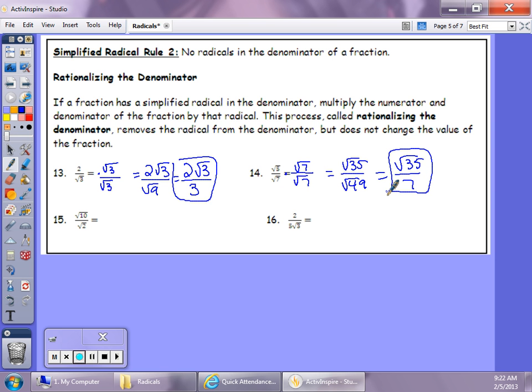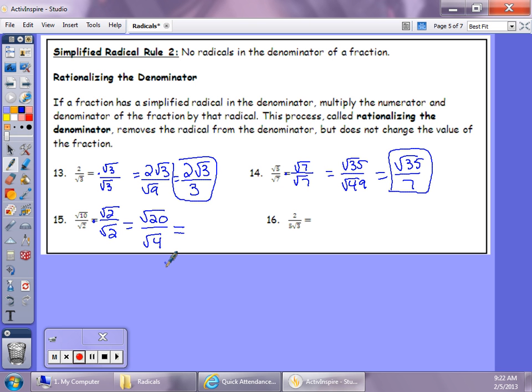So in example 15, we're going to go ahead and do the same thing. So we have root 2, and we know that root 2 is simplified. So we're going to multiply the numerator by root 2 and the denominator by root 2. So root 10 times root 2 is root 20, and then root 2 times root 2 is root 4.